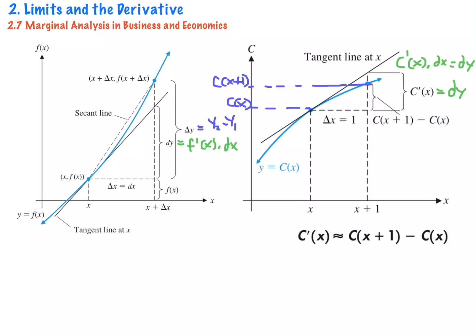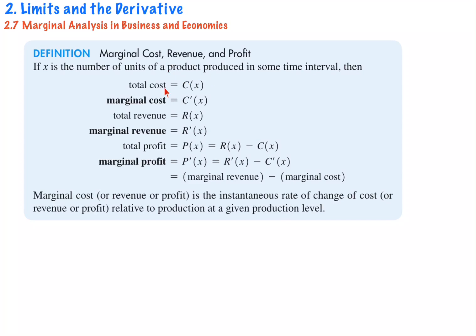Similarly, the marginal revenue is the derivative of the total revenue function, and the marginal profit is the derivative of the total profit function. I'll show you the table. So these are the definitions. The total cost is c of x, the marginal cost is c prime of x. If the total revenue is r of x, then the marginal revenue is r prime of x. Same with the total profit, which we define as the revenue subtract the cost function. So when we get the marginal profit, it will be r prime of x subtract c prime of x.